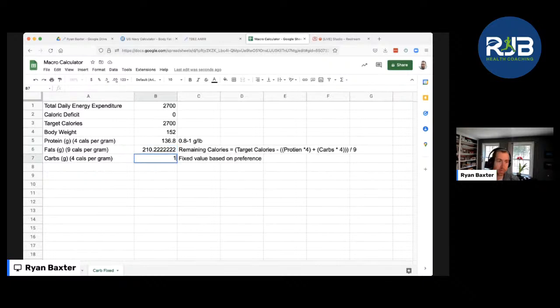If I wanted to bump this up to 100 grams of carbs, then my fat's going to drop down based on that, right? So it will automatically adjust based on your preference.